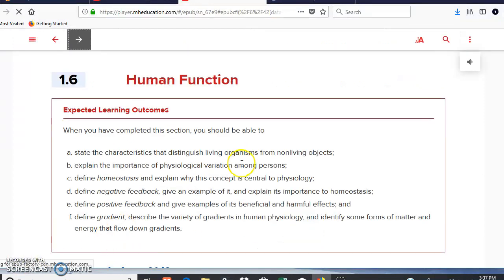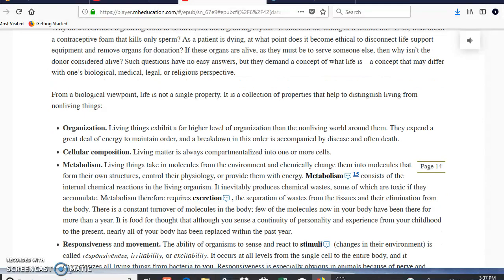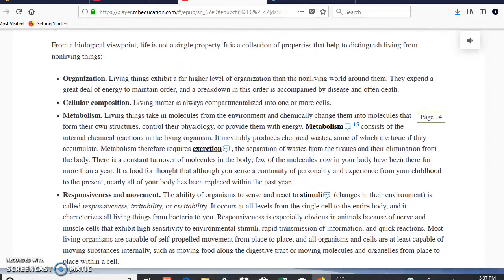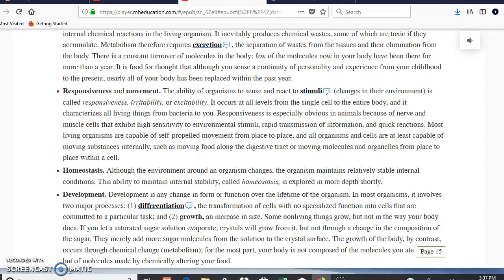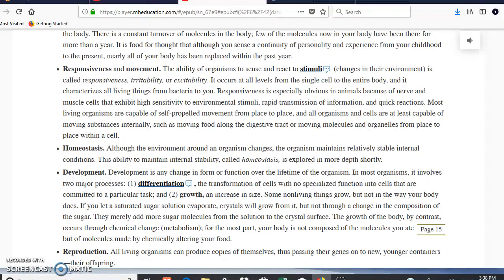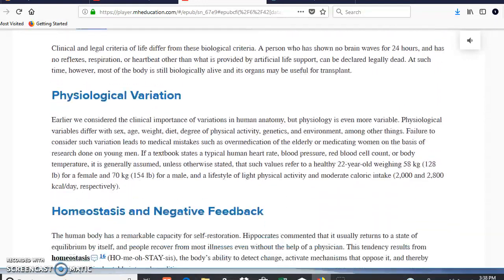The next topic is the human function. All these cells and tissues and organs and systems are going to work together in order to keep the person alive. Right? In order for us to be alive, we need to have certain characteristics, such as an organization, metabolism, responsiveness, movement, homeostasis. Right? Homeostasis is maintaining balance of all the characteristics that we have inside our body. So how do we maintain balance?